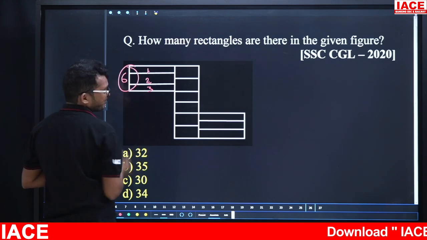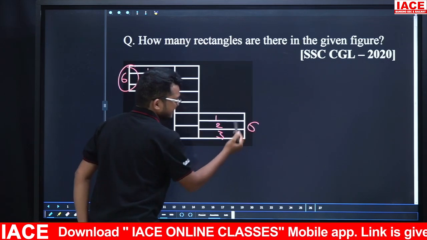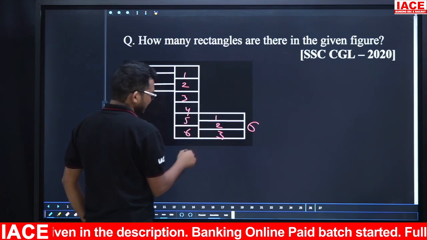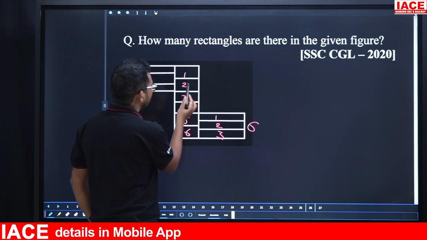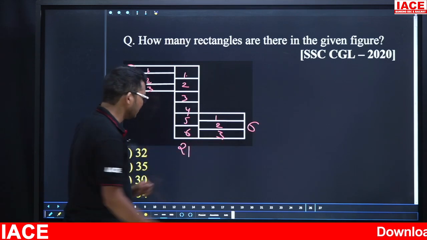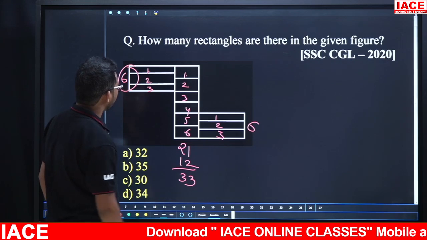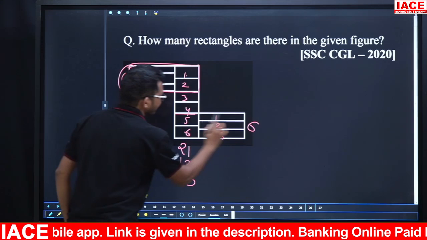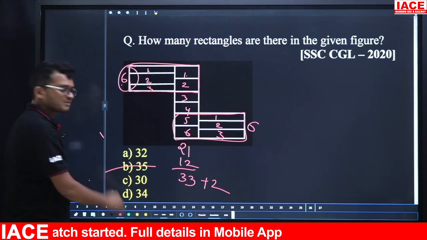For this part 6 and here also 1, 2, 3. Here total for this part 3 plus 2 is 5. 5 plus 1 is 6. Now take care of the numbers 1, 2, 3, 4, 5, 6 and take the sum: 6 plus 5 is 11. Next 15, 18, 20, 21. That means for this part 21. So here 6, 12. Next 21, total for this part is 33. Next one friends, if you observe here, this one is one rectangle. Now this one is one rectangle. Now again 2 rectangles extra. So the answer is 35. Option B is the answer.